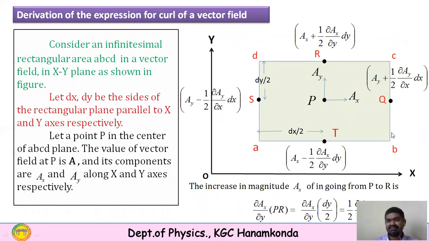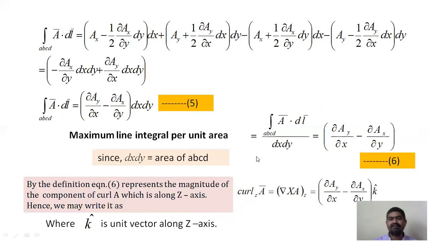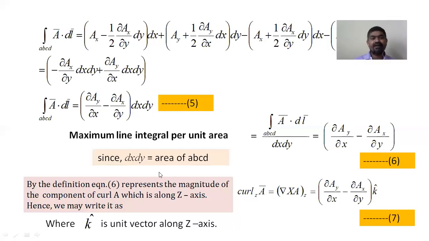This side is dx, this side is dy. Therefore, the area of the rectangular plane ABCD is dx dy. Dividing equation 5 by dx dy, I got ∂Ay/∂x minus ∂Ax/∂y. Say this is equation 6, which is nothing but the curl value in a single plane, that is in the xy plane.